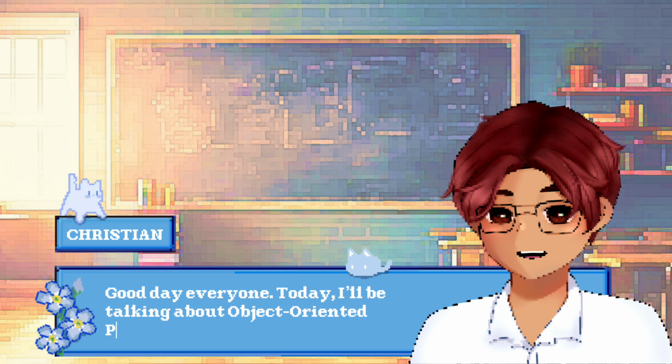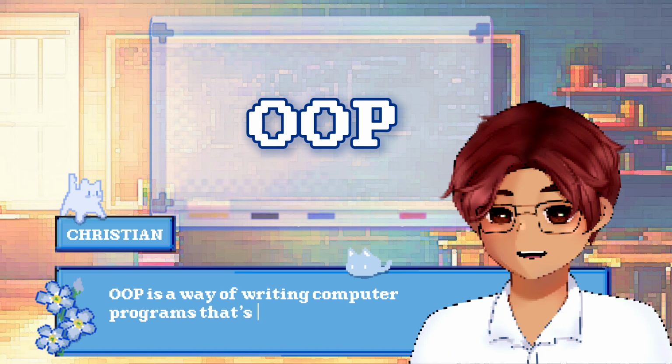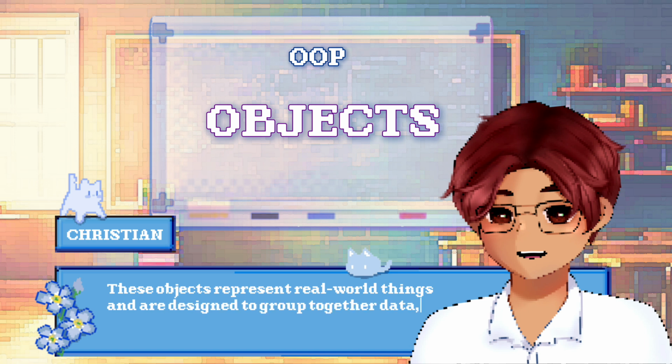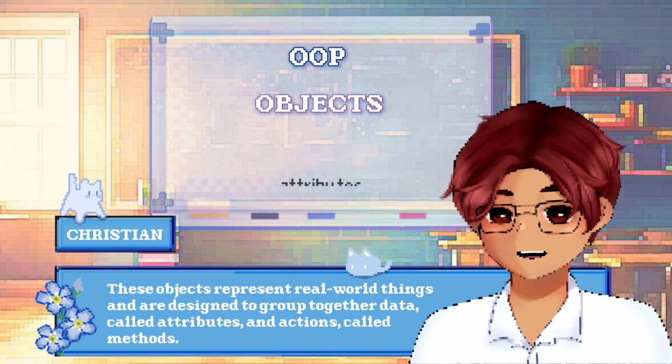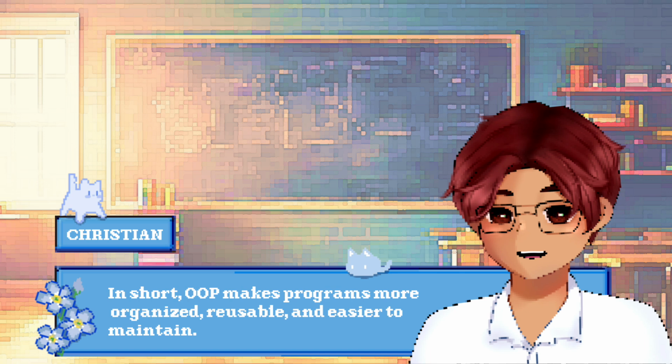Good day everyone. Today I'll be talking about Object-Oriented Programming, or OOP. OOP is a way of writing computer programs that is based on the concept of objects. These objects represent real-world things and are designed to group together data, called attributes, and actions, called methods. In short, OOP makes programs more organized, traceable, and easier to maintain.